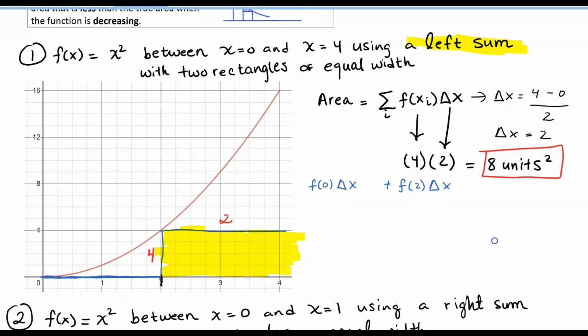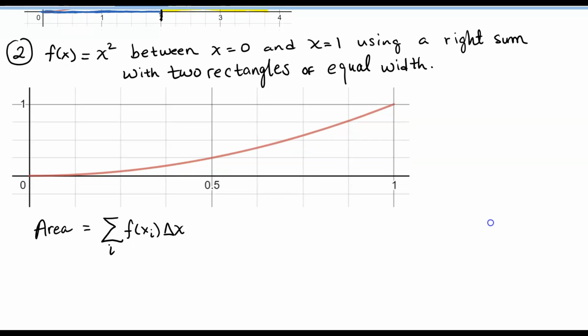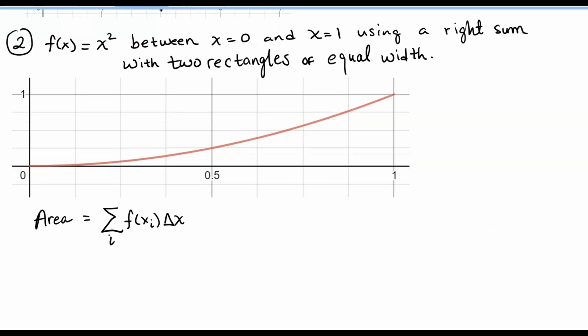All right, let's take a look at another example, very similar. In this example, we're looking at f of x equal x squared between x equals 0 and x equal 1 using a right sum with 2 rectangles of equal width. So we're looking from 0 to 1. What do we get? From 0 to 1, that means we're going to have a delta x with a final minus initial of 1 minus 0 divided by 2. So that's going to be half. I will write that as a decimal, 0.5.